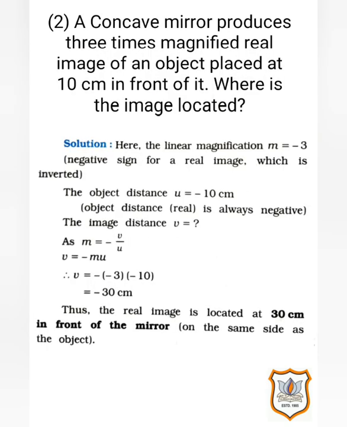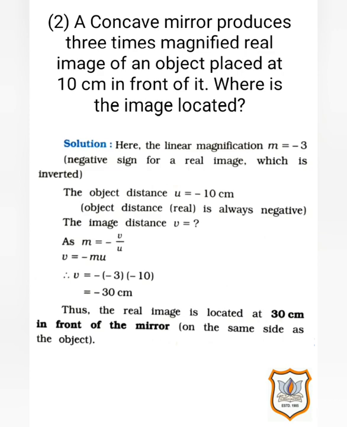Last numerical: a concave mirror produces 3 times magnified real image of an object placed at 10 centimeter in front of it. Where is the image located? So let us start. Here magnification m will be equal to minus 3, because they have already declared a real image, and real image shows negative sign always because it is inverted. Again the object distance u will be minus 10 centimeter. According to sign convention, object distance should always be on the negative side of the pole.